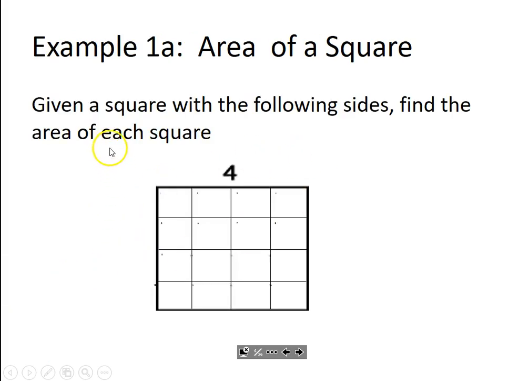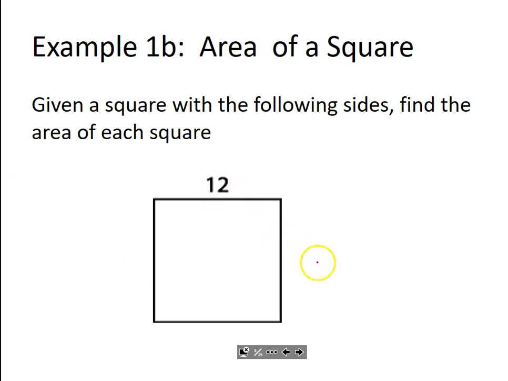So here we have a square. It says given the square with following sides, find the area of each square. So here we know that the base is 4 and the height is 4. And so we can say here that 4 times 4 is 16, or 4 squared is 16. The next one has 12 here. And again, if our base is 12, that means our height is also 12. So again, we're going to say 12 times 12 is 144.